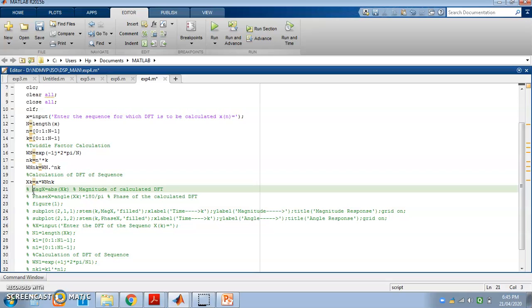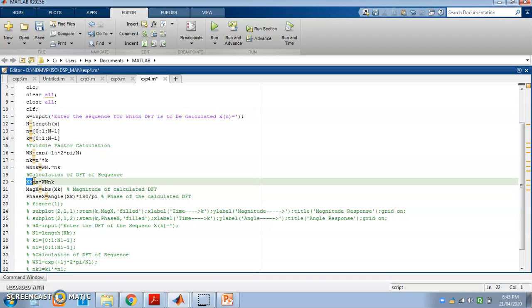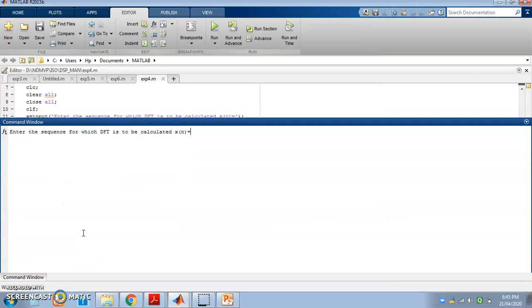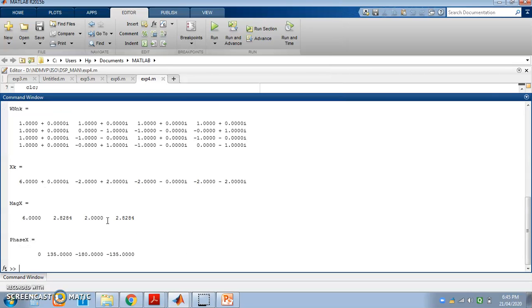Next we need to observe the magnitude and phase. If I want to observe the magnitude and phase, I need to write the command absolute of my DFT and angle of DFT, and one can convert these radian values into degrees simply by multiplying the angle by 180 upon pi. So if I run this code, my code demands the sequence that I need to enter. If I enter it, I get the values of the required 4-point DFT that we have discussed in the PowerPoint presentation.